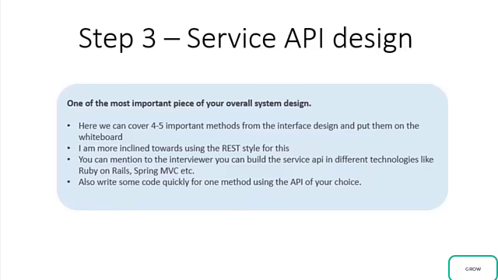Next step is service API design. Very important step. This contains the interface methods that we'll be using, and these methods get invoked by the UI, get invoked by the mobile app, and you can also give these methods to third-party users. So very important step, and I particularly usually use REST for describing these methods, but you can also use SOAP over here. You can also mention the technology that you can use. So I'm more comfortable with Java, but if you are comfortable with Python or Ruby on Rails, you can always mention that using that technology you can create the API.